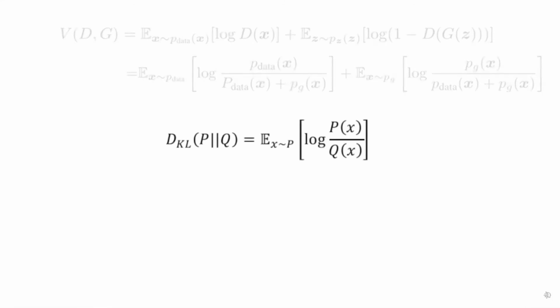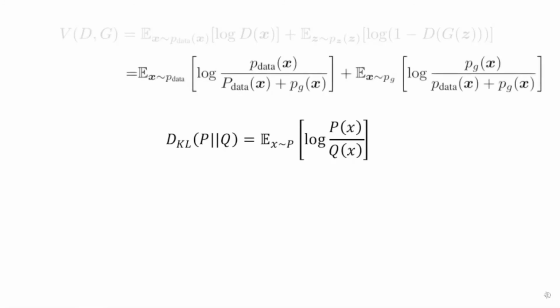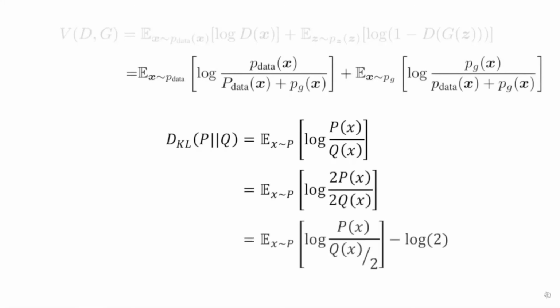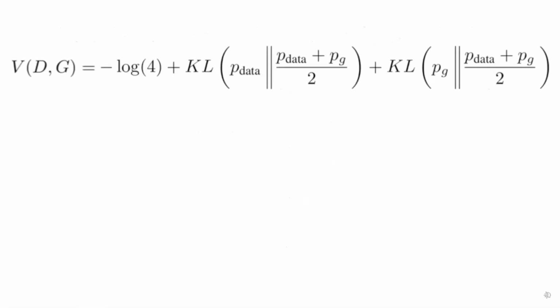This is precisely what we have when we plug in our expression for the optimal discriminator. Also notice that if we multiply top and bottom of the inner expression by 2, we can pull out the bottom one as a minus log 2 and keep the remaining term on the denominator. This is useful because it enables us to rewrite our cost function as this equation.